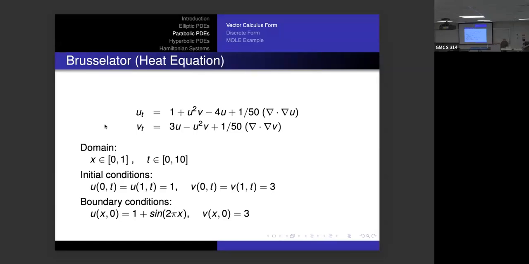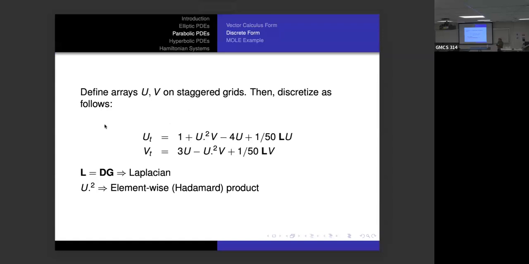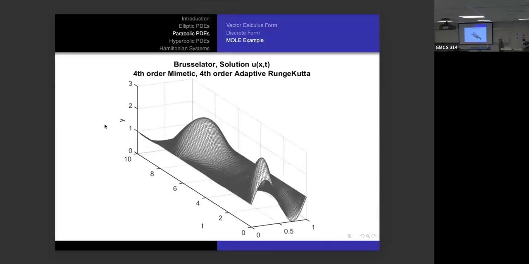Here is the representation. Then the next step is basically you define arrays to store the components for each of the quantities or the variables. And then here you immediately can see that you got a Laplacian there. It's important to notice that this u dot square is element-wise, which is also called the Hadamard product. Okay, and here is a picture. In this case, they have the right label. It's fourth order space mimetic, and fourth order adaptive Runge-Kutta.